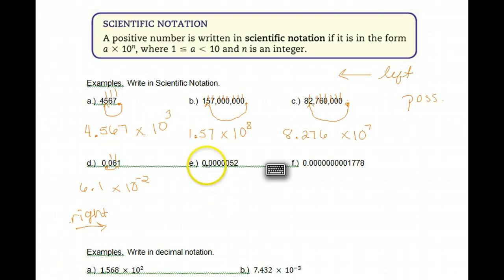Letter E. We're going to pick that decimal point up and move it so that it's in between the 5 and the 2. So we're going to write 5.2 times 10 to the 1, 2, 3, 4, 5, 6 to the negative 6th power. Please try letter F for me. Pause the recording, complete letter F, and as soon as you're ready, hit play.